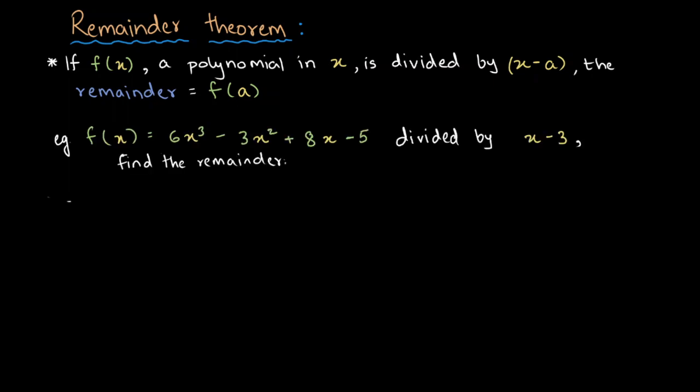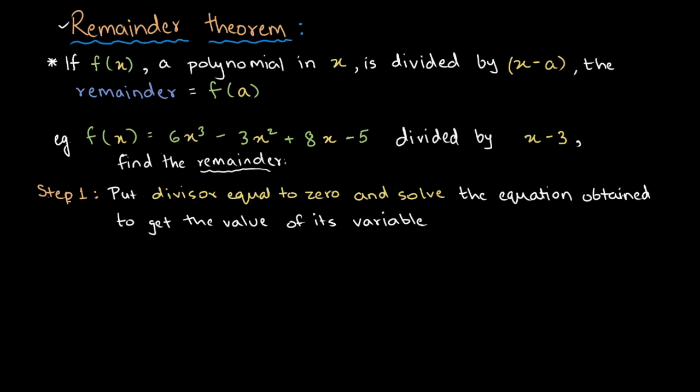If I have the polynomial from before, f of x, which is 6x cubed minus 3x squared plus 8x minus 5, and I'm dividing it by x minus 3, I just need to find the remainder. We're not really concerned about the quotient right now. As the name suggests, the remainder theorem will give us the value of the remainder. It is basically a shortcut method or a trick which will give me the remainder without actually performing the division. So let's see the steps that we're going to use.